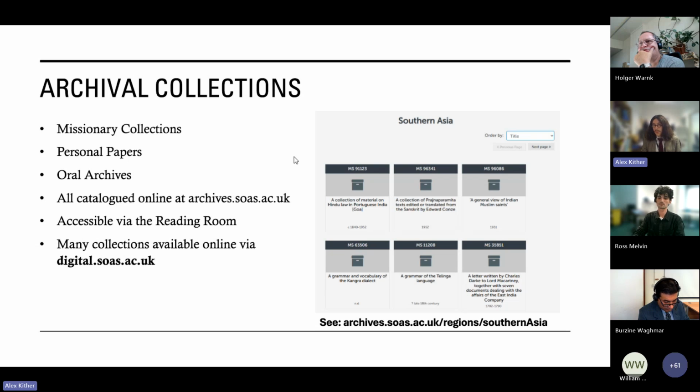So I'll start by giving an overview of some of our archival collections, and then we'll move on to our manuscript collections. As I mentioned, our archival holdings can be broken down into some main areas. Again, one of our strengths is our missionary collections. We also have a number of personal papers of people who were working predominantly in South Asian regions. We have a number of important oral archives relating specifically to India, British India, and all of the archival holdings that I mentioned today are catalogued online on our archives catalogue at archives.soas.ac.uk. You'll see here, this is just an overview from our archives catalogue, which can be searched by region as well.